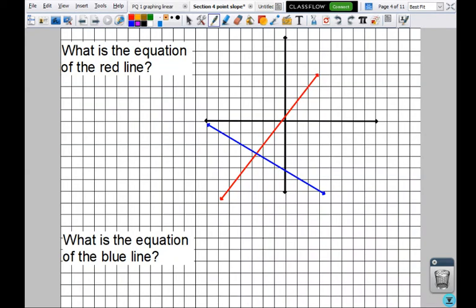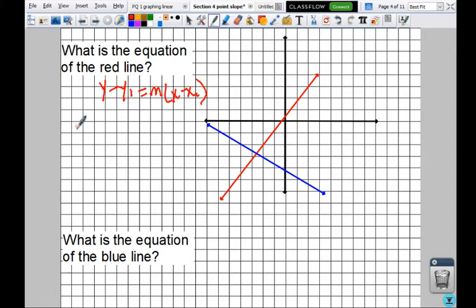Alright, we're going to find the equation of this red line. On this red line, if I'm going to find the equation, do we know exactly where it crosses the y-axis? No. It's maybe 0.25-ish, I don't know for sure though. So, I'm going to use my point slope: y minus y1 equals m times (x minus x1).